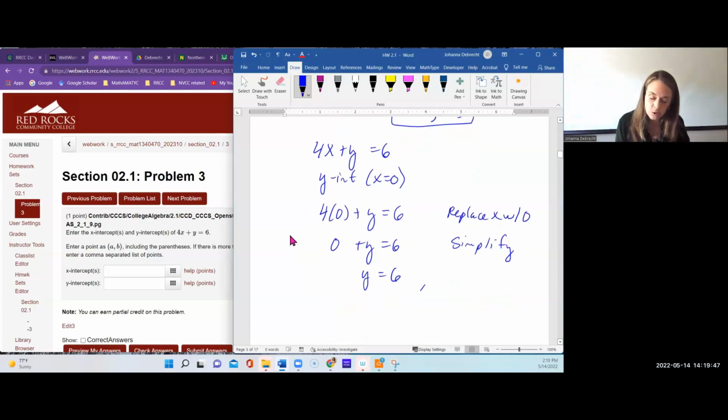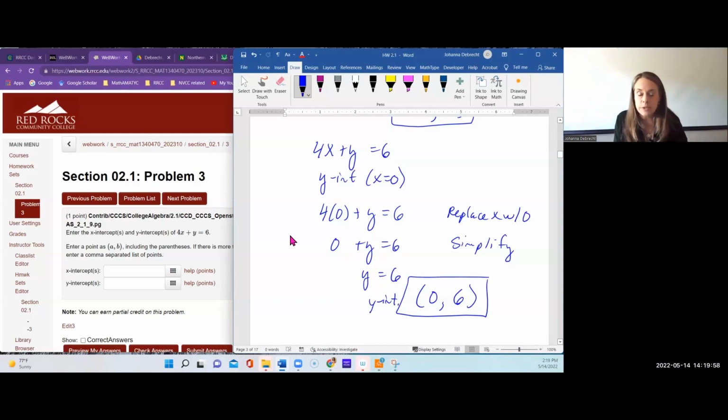Again, write this in ordered pair form. X is 0 because it got the ball, and y is 6. And this is the y-intercept. It is good to label the intercept so that you know you've got the right one in the right box.